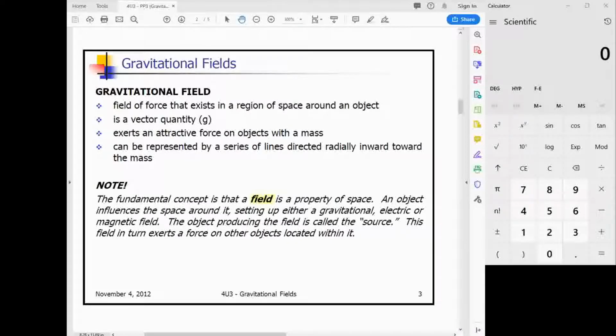This note is important. I'd like you to copy this as well. It says the fundamental concept is that a field is a property of space. An object influences the space around it, setting up either a gravitational, electric, or magnetic field. The object producing the field is called the source. This field in turn exerts a force on other objects located within it.